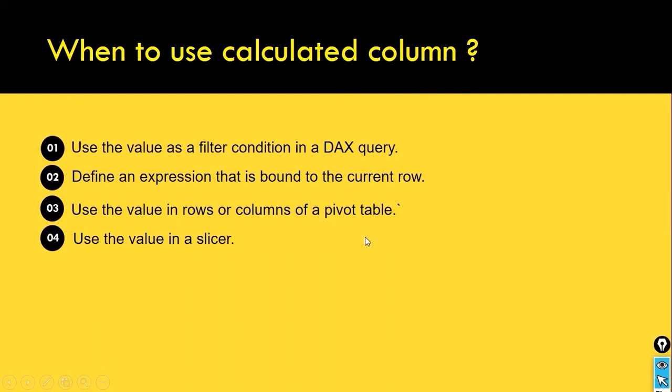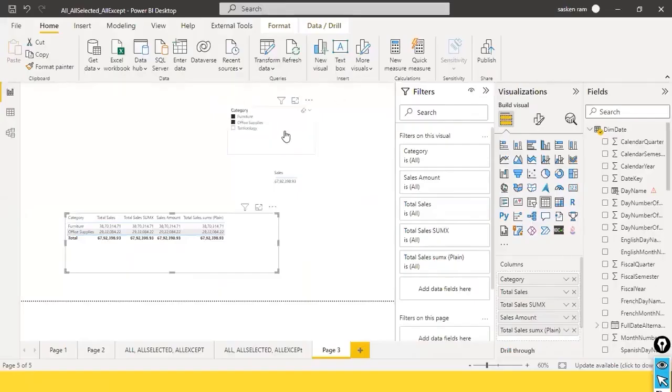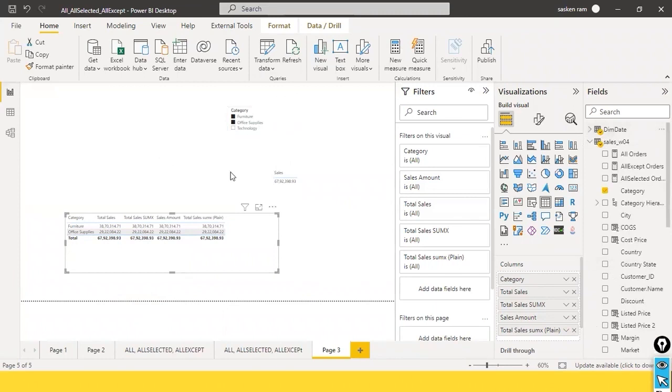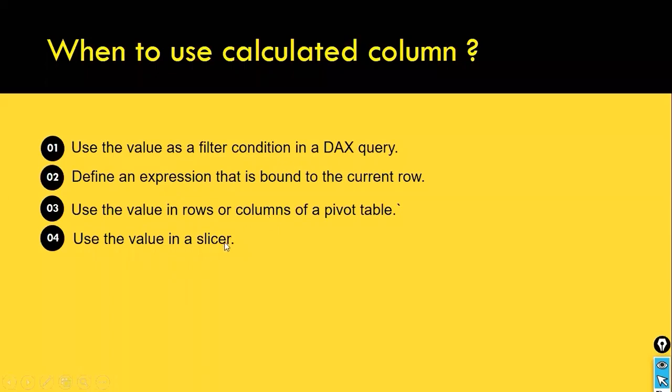Let's say you have created a slicer here. For this slicer, you don't have a column available already in your existing data set. You have created a calculated column, right? To do some kind of filtering, for a slicer you need to have a column. You cannot use a measure for a slicer. So in that case, you need to have the calculated column.